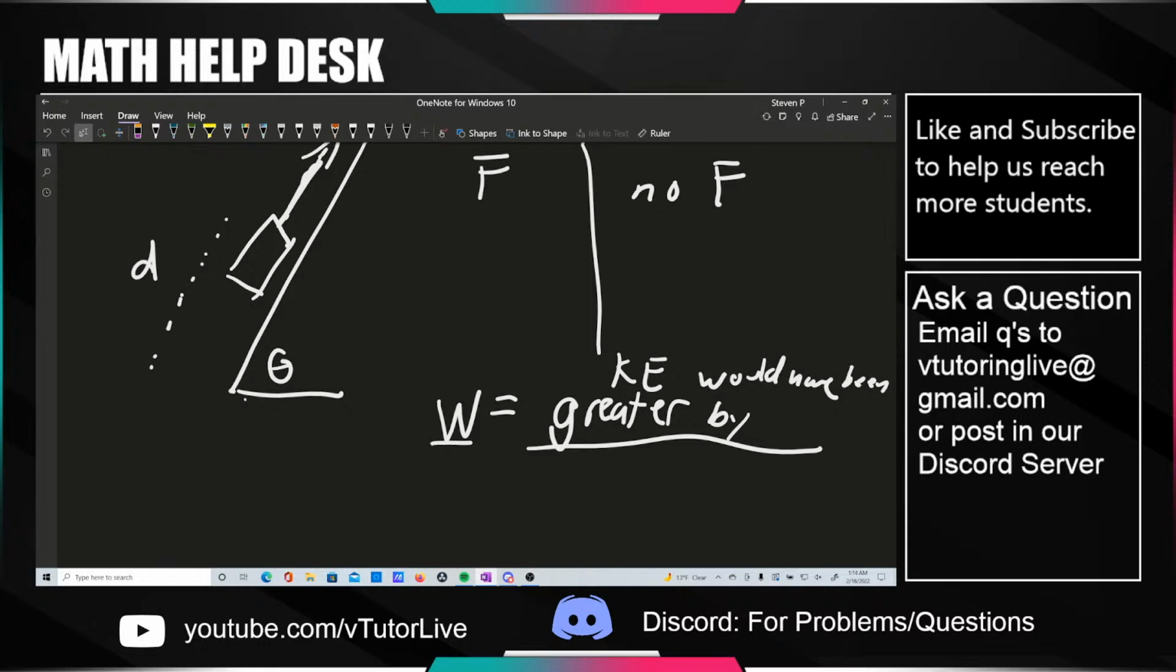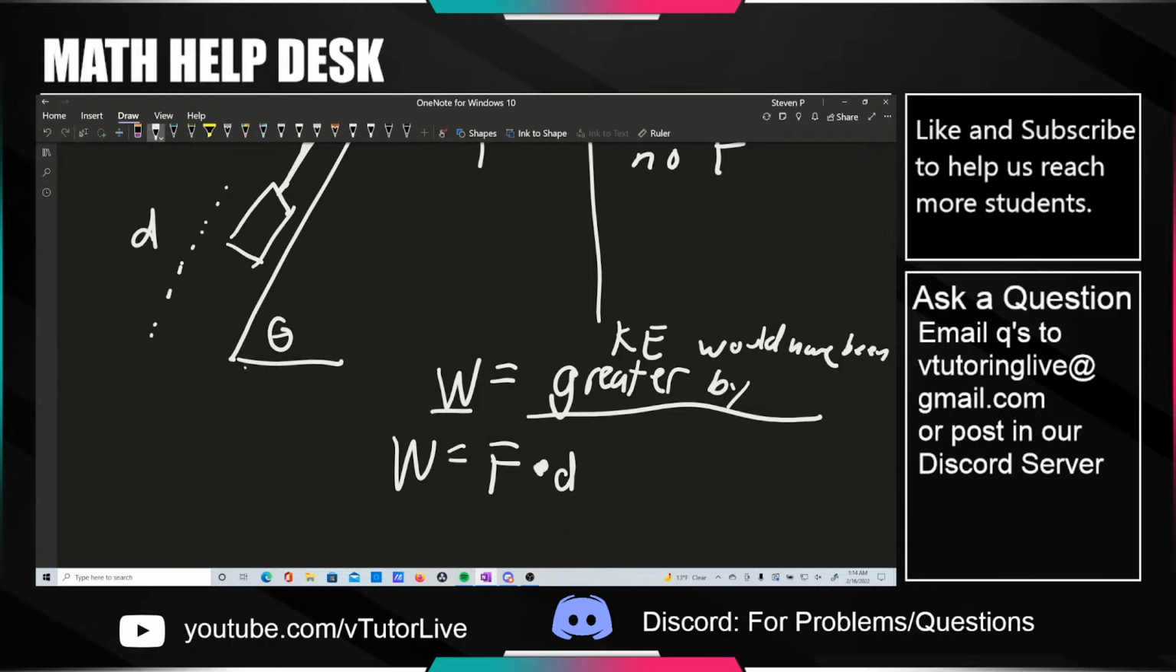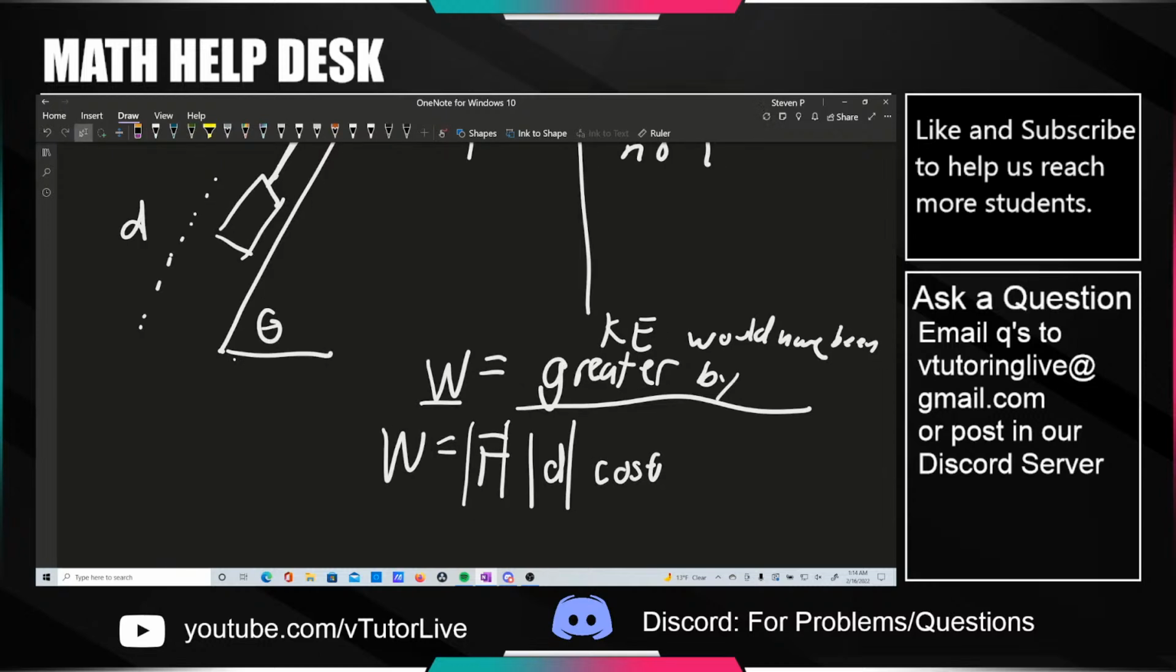And once we figured all that out, it shouldn't be too complicated because you can just use work is equal to force times distance. Keep in mind this is sort of the dot product indicating the direction, or you can rewrite this as F d cosine theta. But the issue at play here is that the force and the displacement are in opposite directions. So you kind of need to have a negative sign.